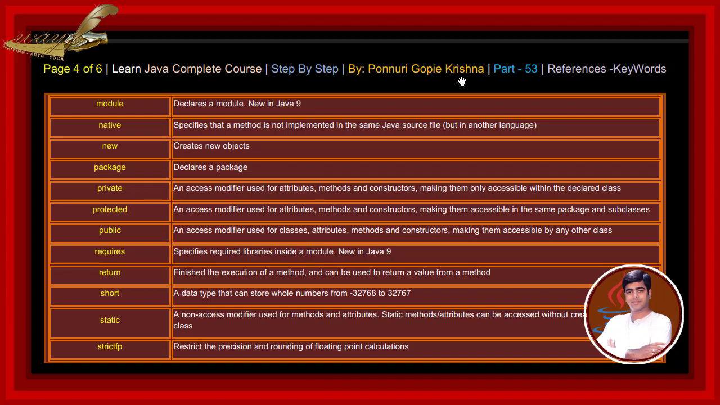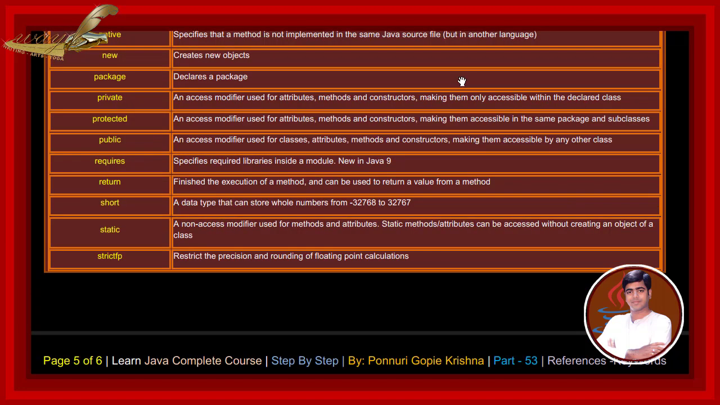Requires keyword, specifies required libraries inside a module, new in Java 9. Return keyword, finishes the execution of a method and can be used to return a value from a method. Short keyword, a data type that can store whole numbers from -32768 to 32767. Static keyword, a non-access modifier used for methods and attributes. Static methods or attributes can be accessed without creating an object of a class.